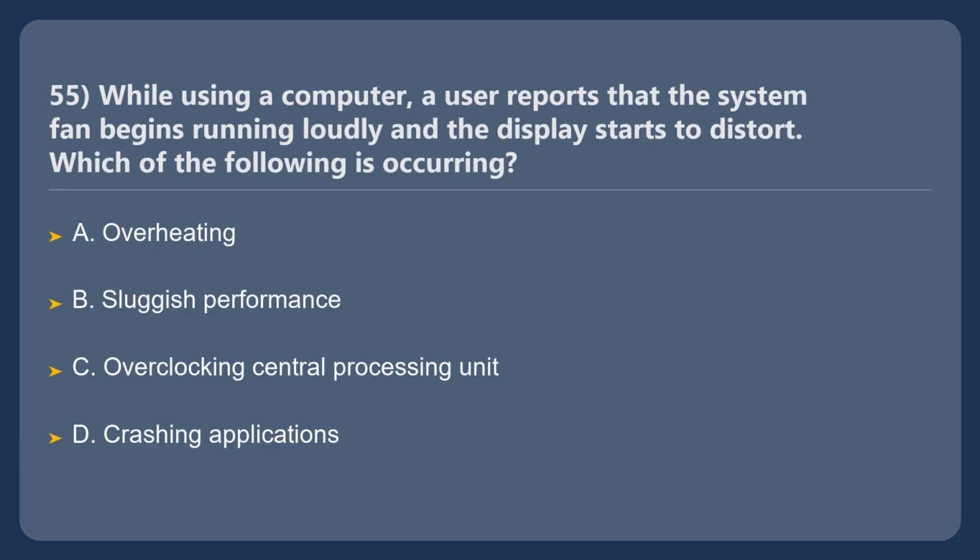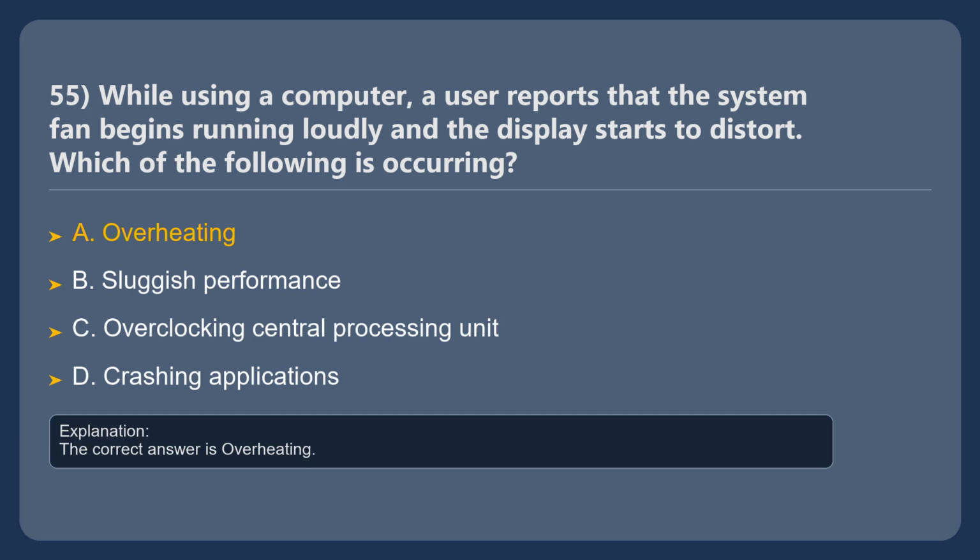Question 55. While using a computer, a user reports that the system fan begins running loudly and the display starts to distort. Which of the following is occurring? Option A, overheating. Option B, sluggish performance. Option C, overclocking central processing unit. Option D, crashing applications. The correct answer is option A, overheating.